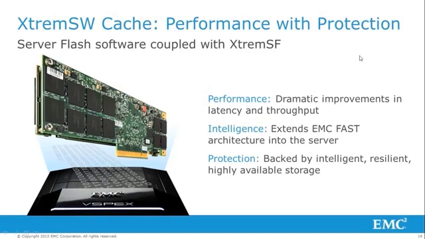XtremSF can be coupled with intelligent server flash caching software, XtremSW Cache. Combining XtremSF with XtremSW Cache provides accelerated read performance with protection. While accelerating performance, XtremSW Cache simultaneously delivers enterprise-class protection of mission-critical application data. Data in the cache is simply a copy of data that is already stored on the array, while the master copy is maintained by the advanced data services that EMC's trusted networked storage provides, including high availability, end-to-end integrity, reliability, and disaster recovery. XtremSW Cache delivers a write-through algorithm which ensures that newly written data persists to the networked storage array such as VMAX or VNX. If the server fails, the data remains protected and accessible on the array.